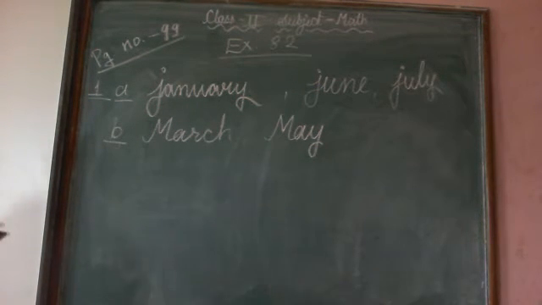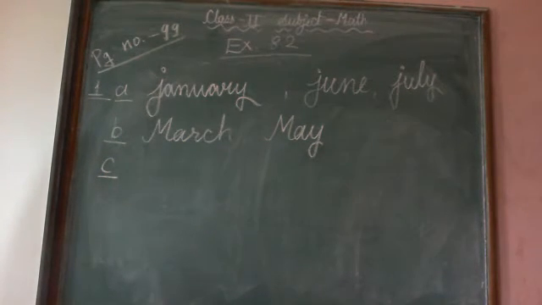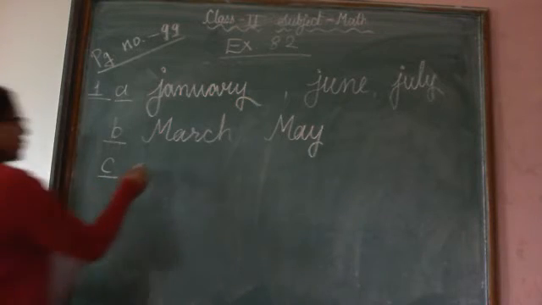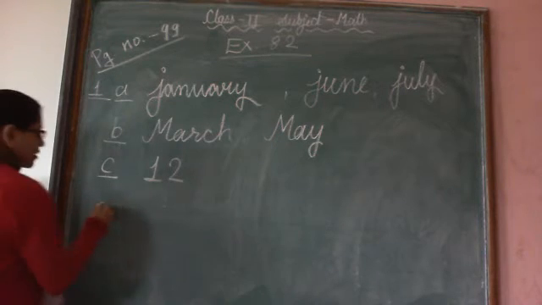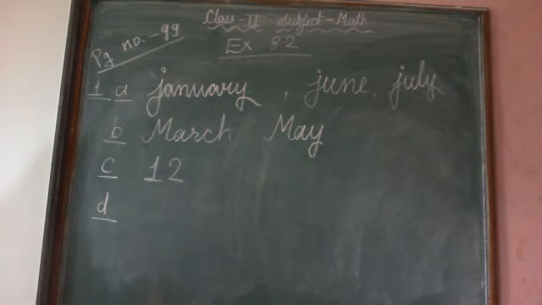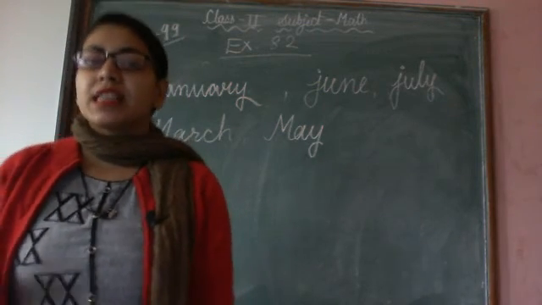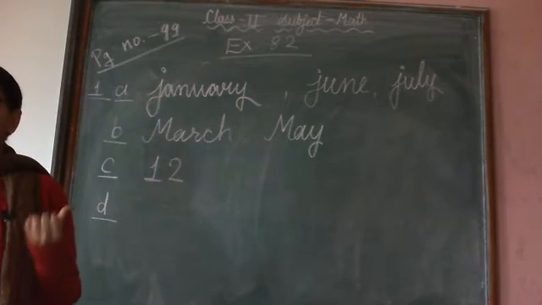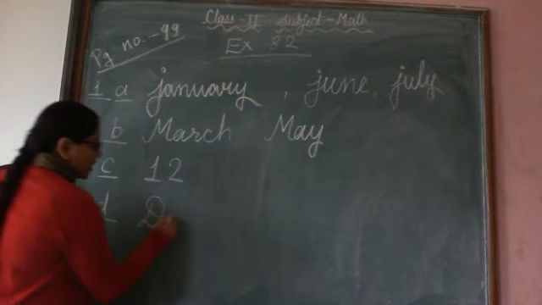Now the next, C. There are dash months in a year. We know that there are 12 months in a year. Now next, D. The month that comes before January is December. Currently the month of January is going on. Before January, which month was there? December. So the month that comes before January is December.